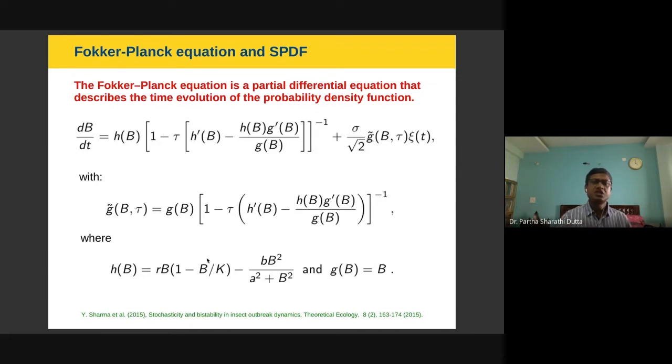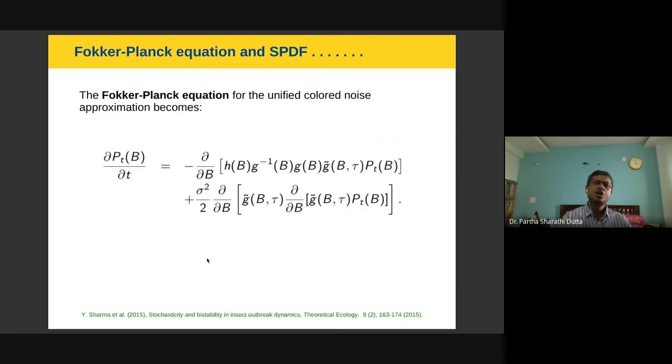Then from this equation, I want to calculate the Fokker-Planck equation, which is a partial differential equation that describes the time evolution of the probability density function. So that tells you the probability that the system is at a state B at a particular time t. So this is the Fokker-Planck equation when there is this colored noise present in the system.